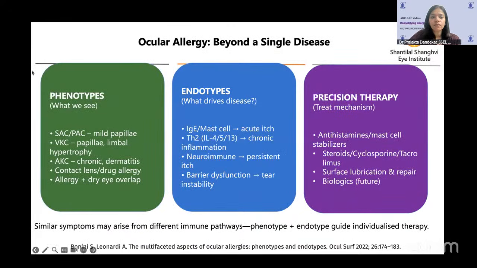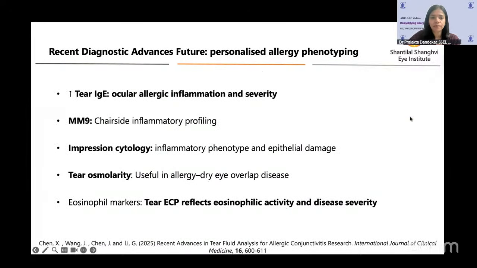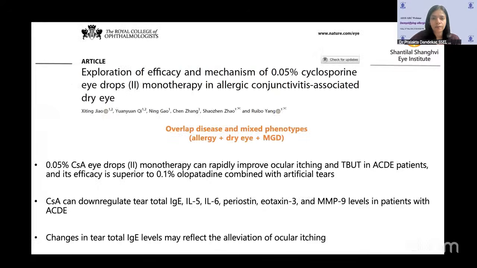So now what we see is the phenotype, and what drives the disease are these inflammatory markers. Both of them should combine to give us a precise treatment. As we have already discussed, there is an increase in tear immunoglobulin E, there are MMP9 markers, impression cytology, tear osmolarity, and eosinophilic cationic protein. All these markers could help us in prognosticating the case as well as in planning the treatment, as to which patients should just receive antihistaminics or which patients need more aggressive anti-inflammatory therapy.